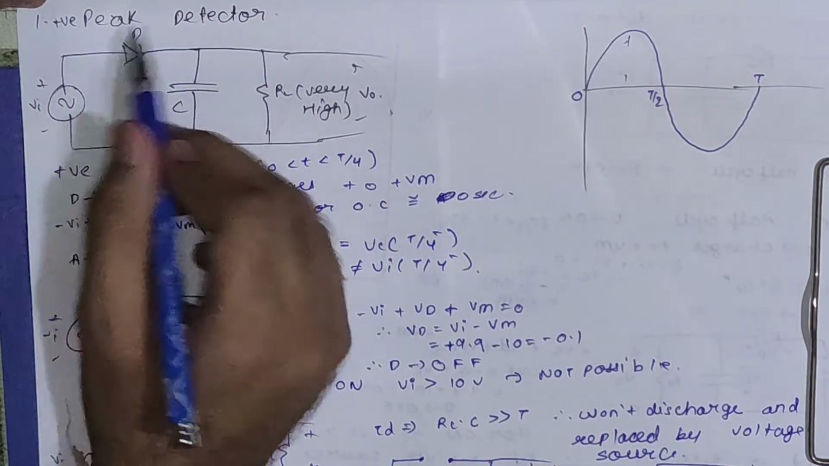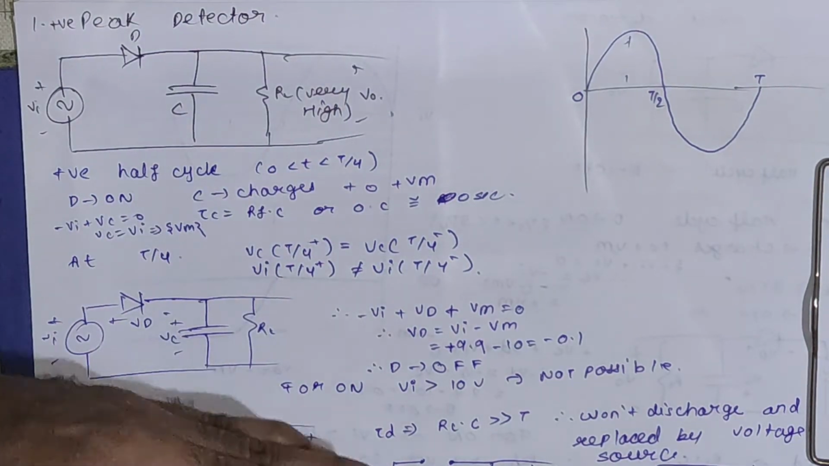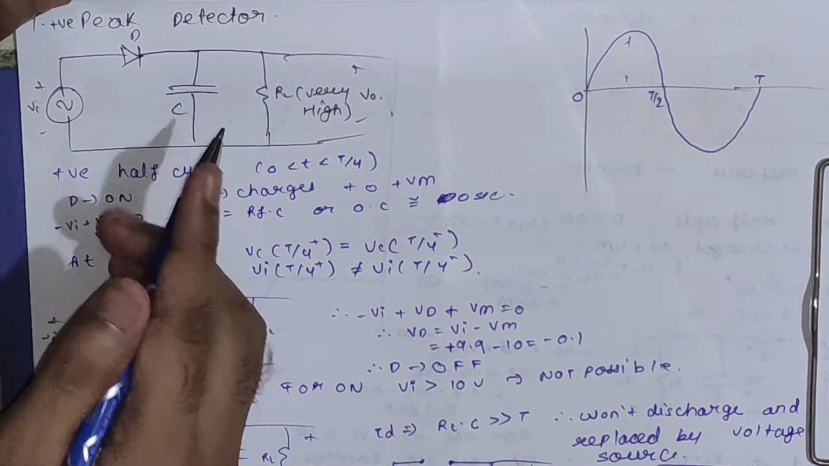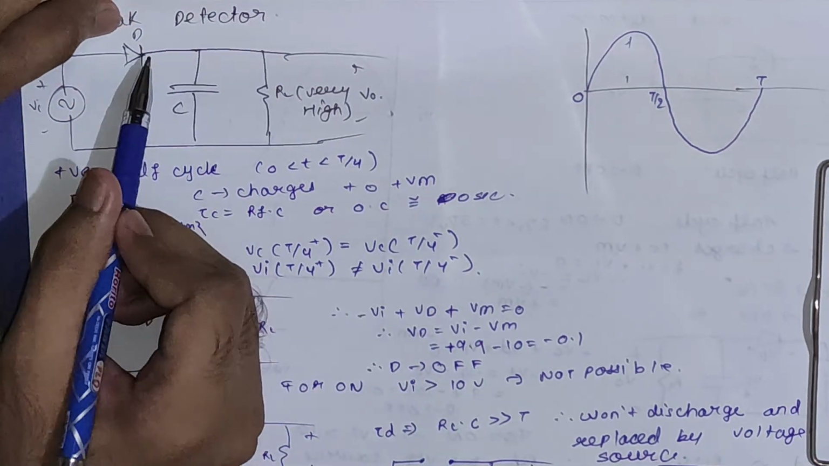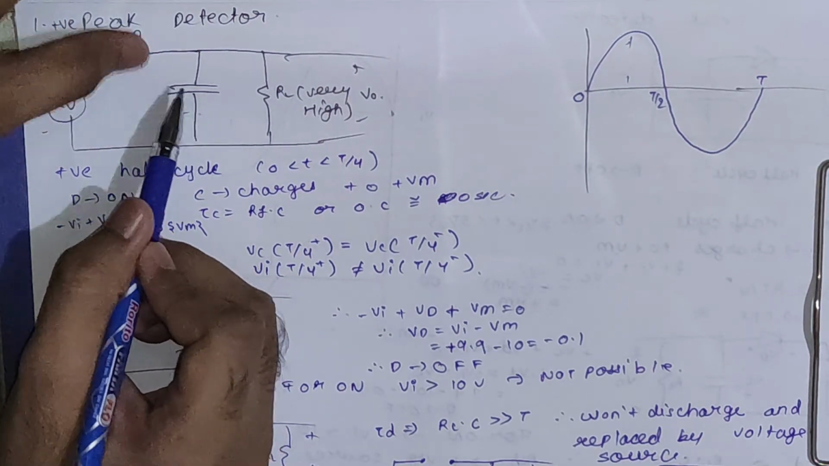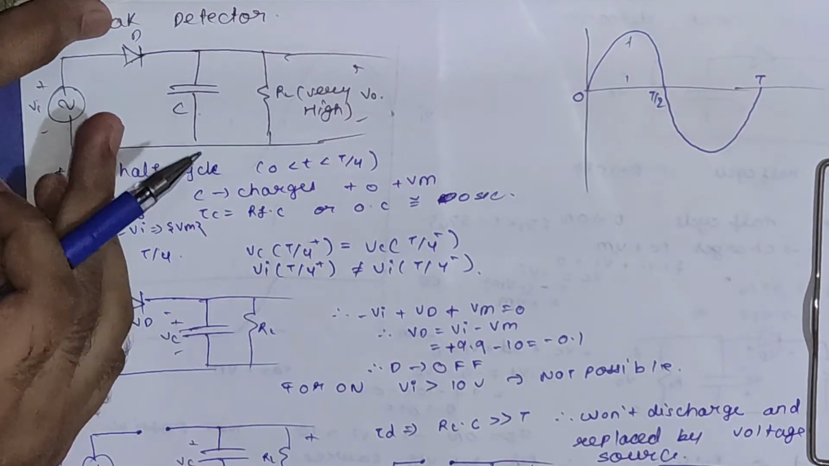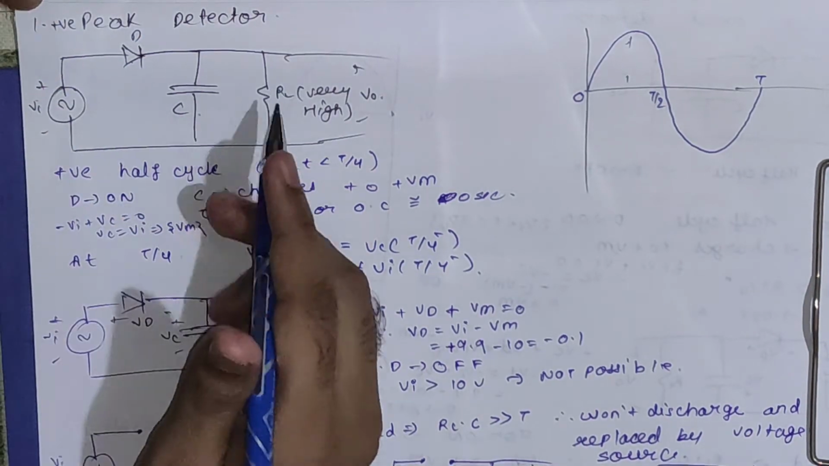Now let's start with the peak detector. First one we have is the positive peak detector. The difference between the peak detector and the clamper is the diode position and capacitor position. You can see for the clamper the diode was present here, but in the peak detector it is present here. We have just changed the position of the capacitor and diode to get the peak detector.